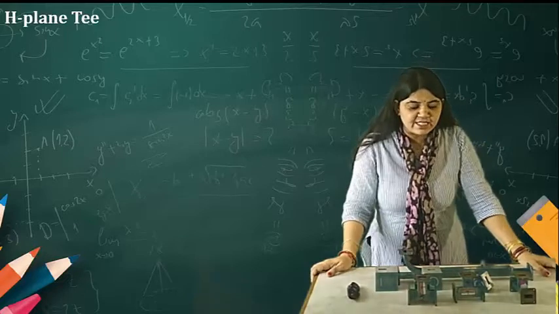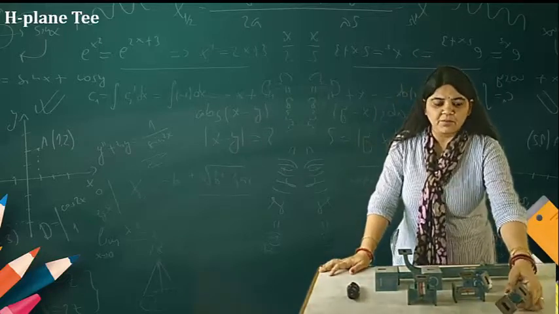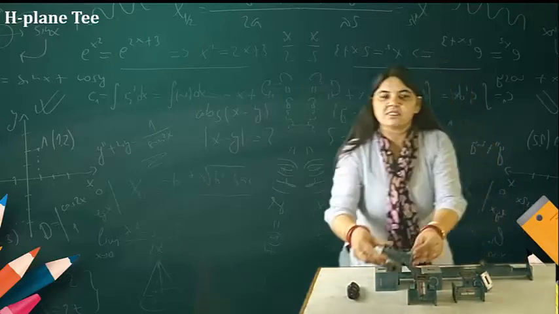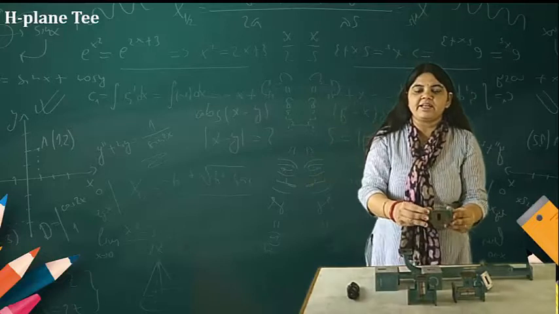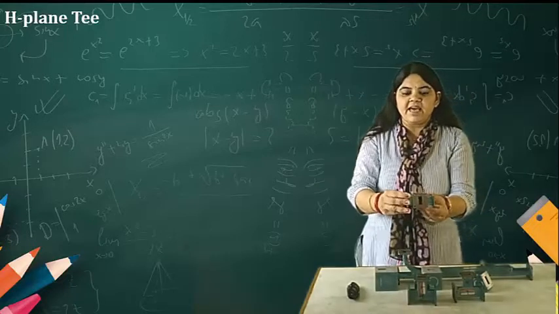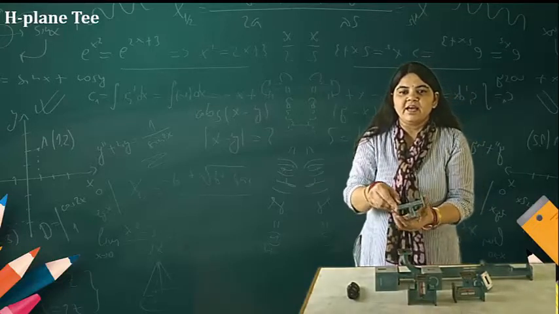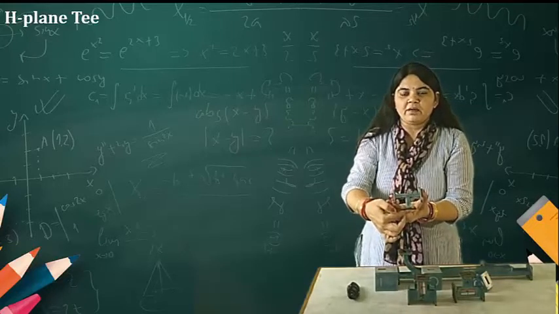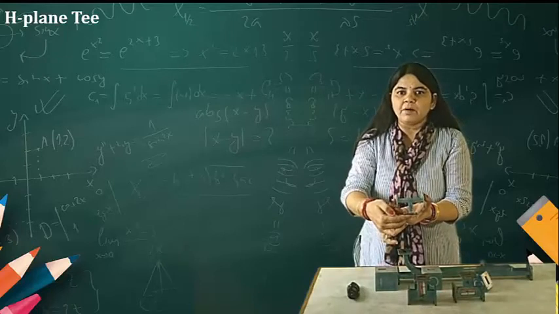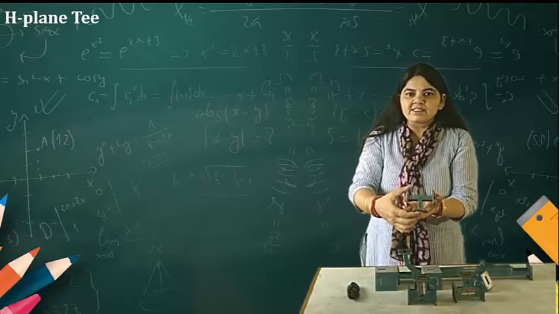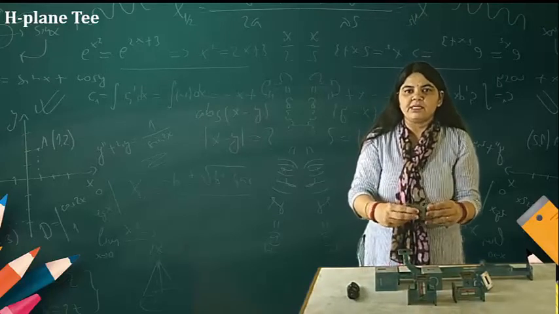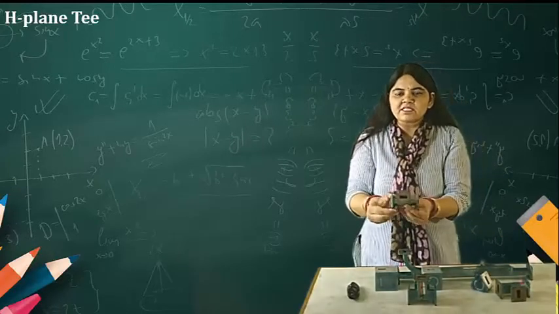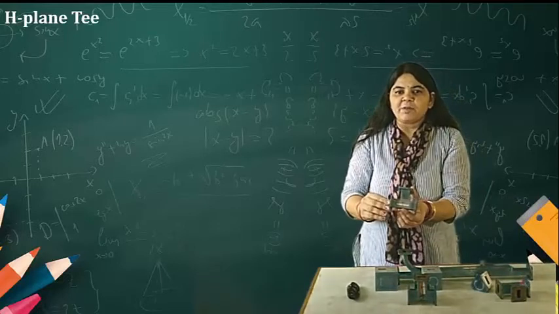In the last lecture, we learned about the component known as the E plane T. Now you can see that this is the E plane T, and it has port number 1, port number 2 and port number 3. This is known as the E arm, and we have derived the S matrix for this component. In today's lecture, we will learn about the H plane T.